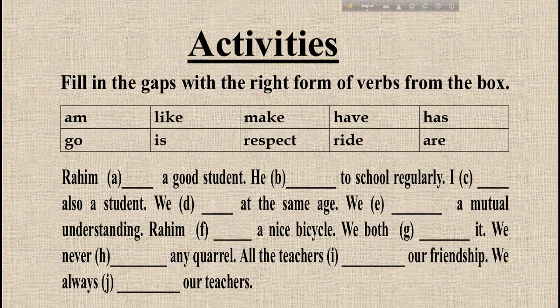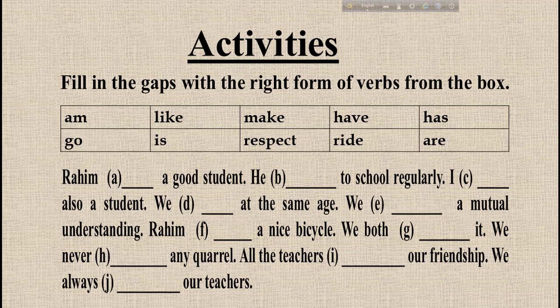Activities: fill in the gaps with the right form of verbs from the box. In here a box, there are some clues to fill up the passage. Now I read out the box: am, like, make, have, has, go, is, respect, right, are.